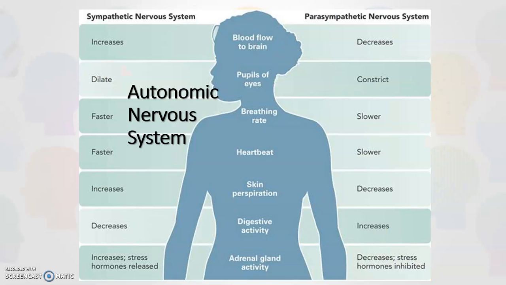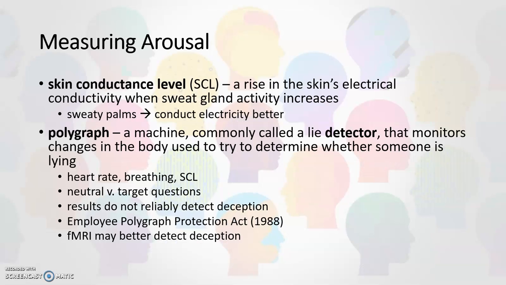Again, comparing our sympathetic versus parasympathetic nervous system with blood flow to the brain. The sympathetic nervous system increases on that side, decreases on the opposite. So they're just kind of opposites right here. And then measuring arousal, we can do it with SCL, skin conductance level, a rise in the skin's electrical conductivity when we sweat, because sweat conducts electricity better. And then a polygraph, a machine that can also be called a lie detector.